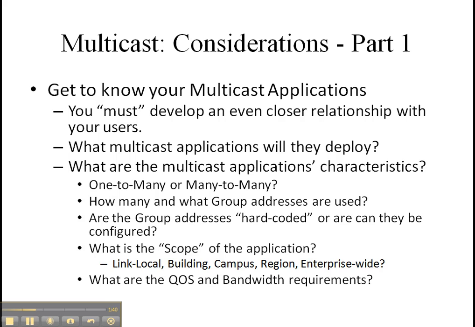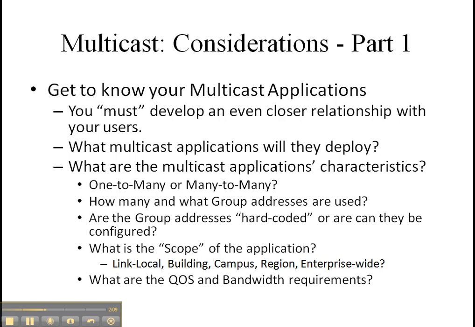How many group addresses are going to be used? Are the group addresses hard-coded into the application, or do you have control over them? What is the scope of the application? By that I mean the geographical scope. Is this application going to run, and the servers that are sourcing the multicast stream, is it intended for it to go everywhere in your network, or is it supposed to run just on this campus? So those are questions you need to ask.